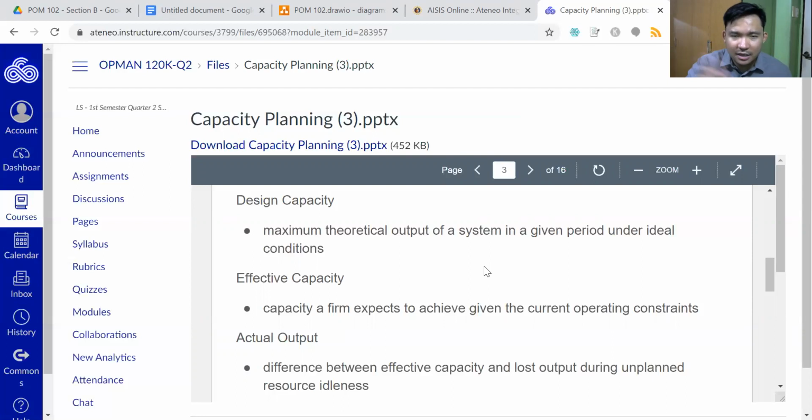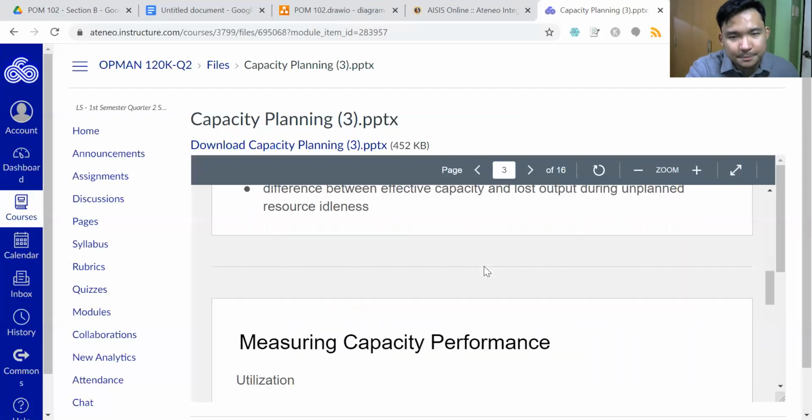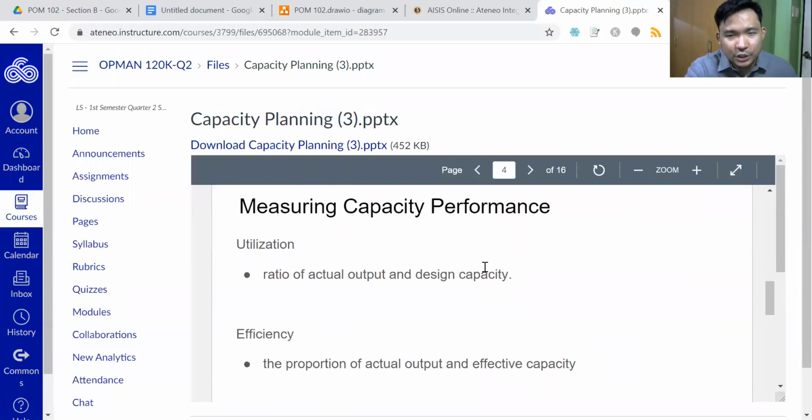So design capacity and effective capacity, these two types of capacity are very much theoretical, in the sense that they're conceptual, but the actual output is what's actually produced. So you use design capacity and effective capacity to give you a sort of benchmark on how your process is performing. Okay. So measuring capacity performance.